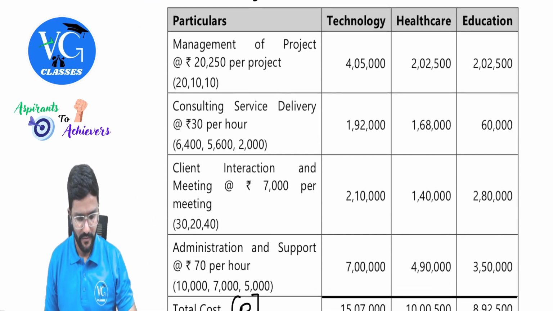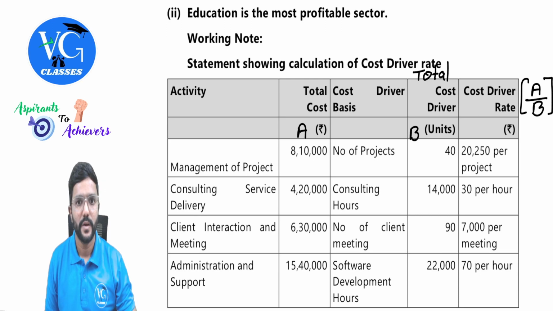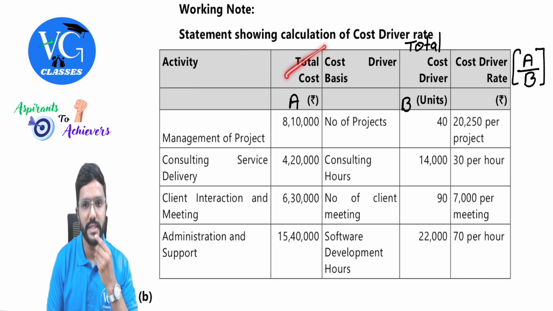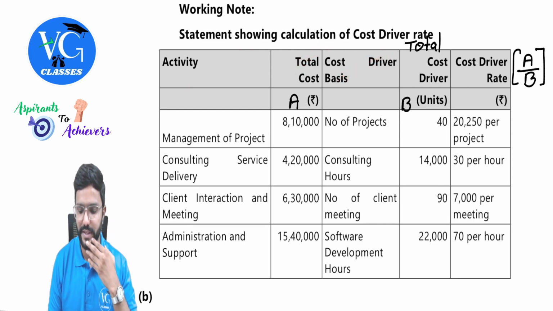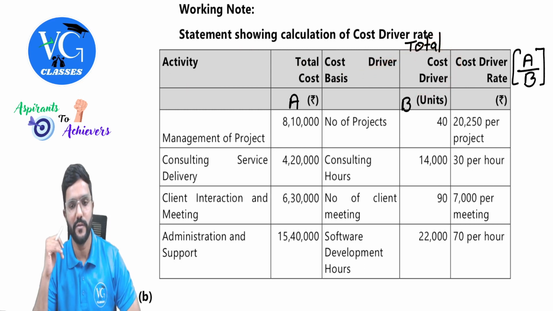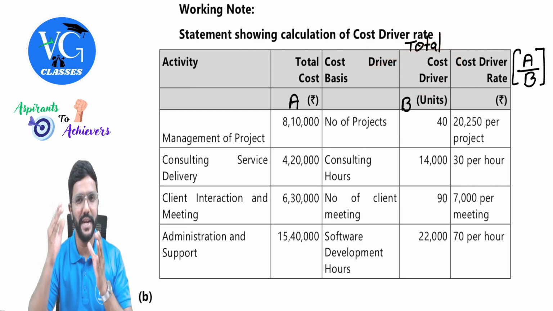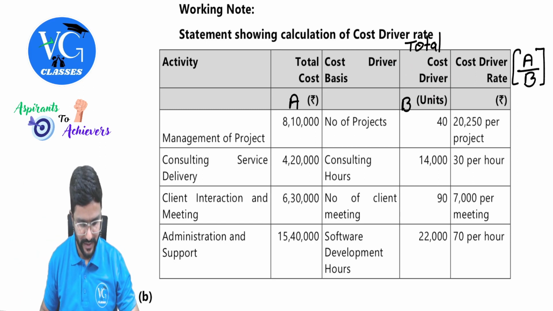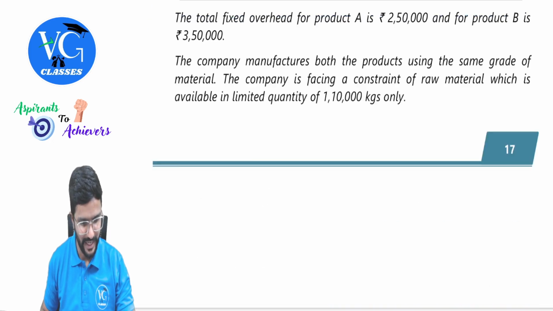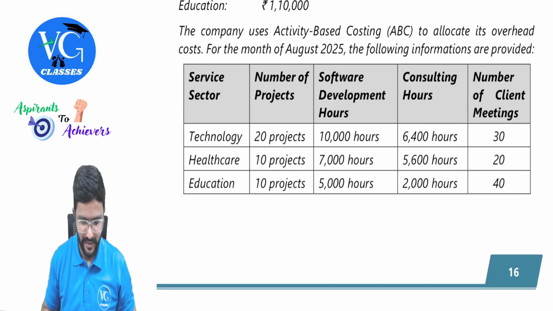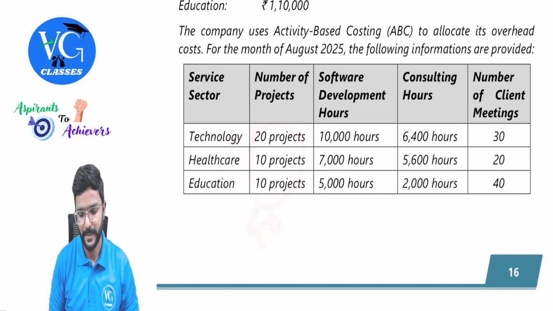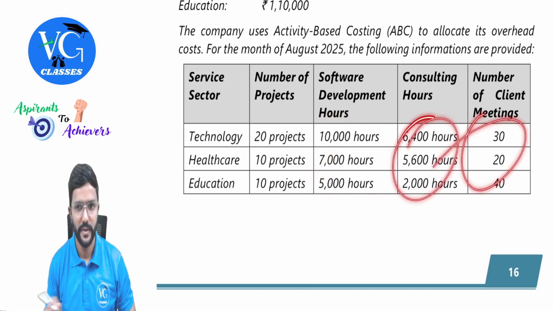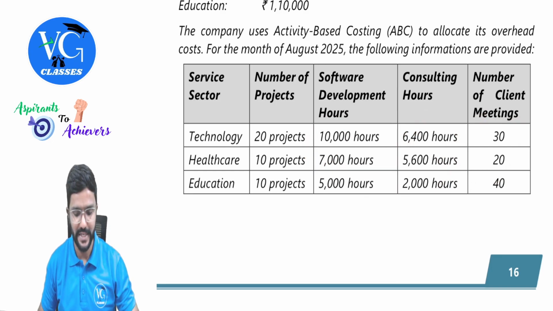Very easy question, guys. First, we have to calculate cost driver rate, which they have done through a working note. So activity and activity cost, then cost driver basis, the cost driver they have given, and total of cost driver you take. Cost driver is already given in the question individually. We need to just add it up. How to add it up? Guys, come on, don't ask me that. So 20 plus 10 plus 10, 40, like this. 17 plus 5, 22,000 hours. Like this, you need to just add it up, because we need to take the total of cost driver to calculate cost driver rate.